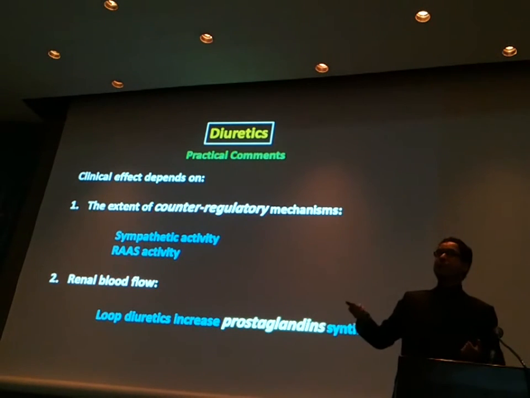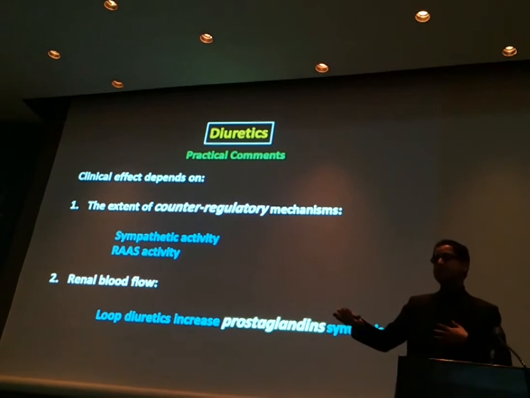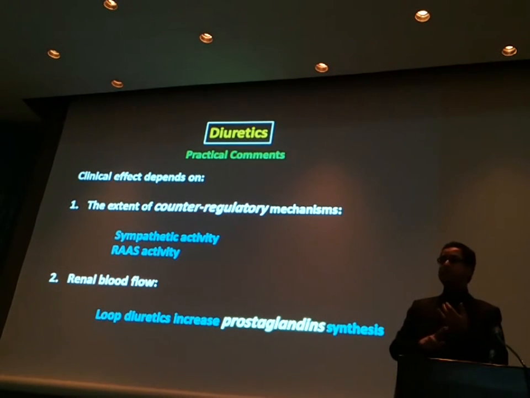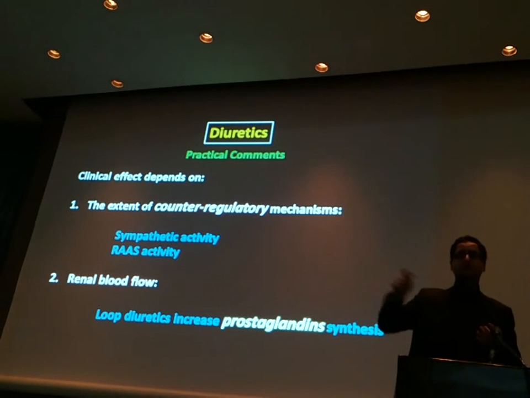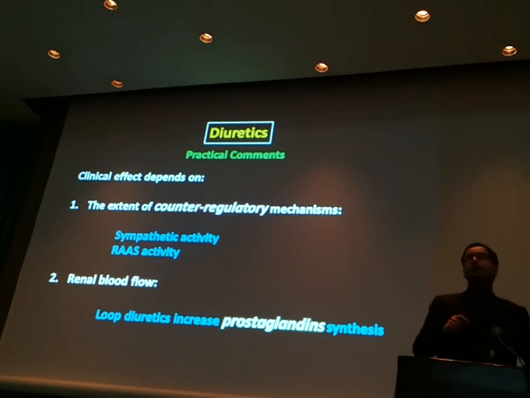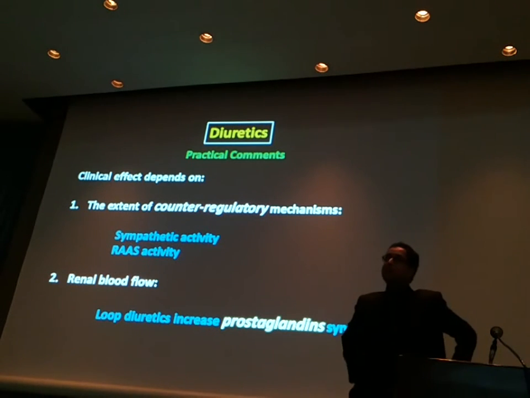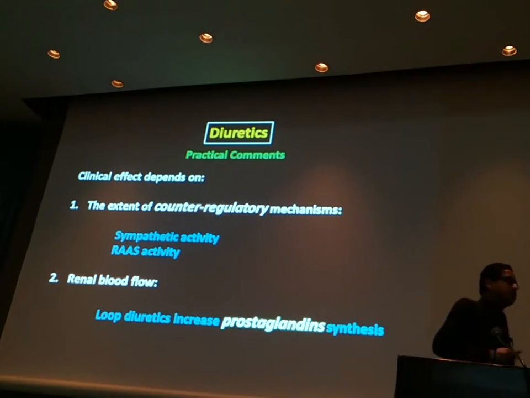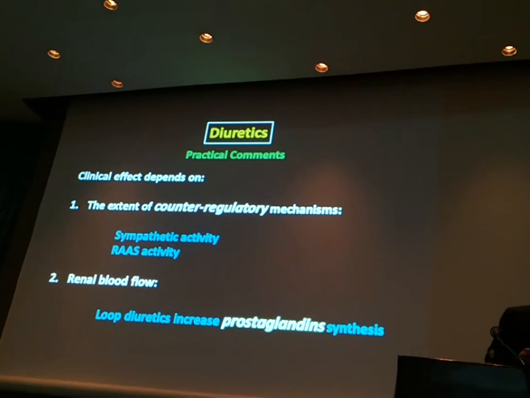And that's another reason why loop diuretics are more effective than thiazide diuretics. Loop diuretics have this effect on a 25% reduction of the sodium and water reabsorption. And the second thing is that they have a major function of increasing the prostaglandin synthesis. Okay, what could be another clinically valuable point here? What's the major class of drugs that inhibit the prostaglandin synthesis? The non-steroidal anti-inflammatory drugs. Exactly, the NSAIDs.